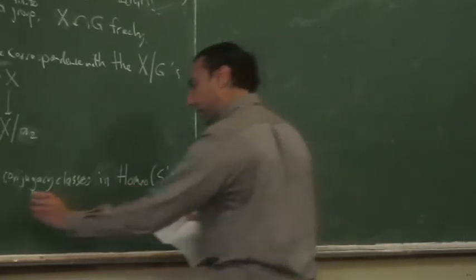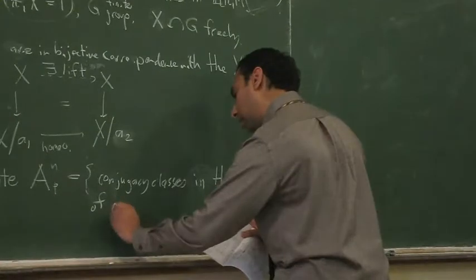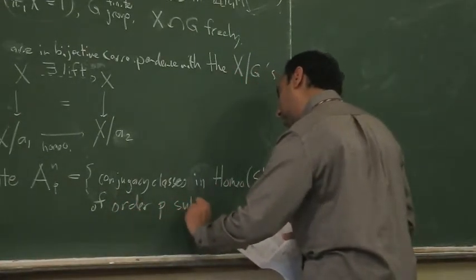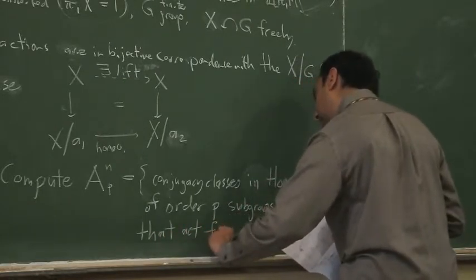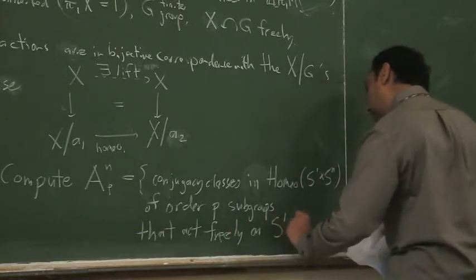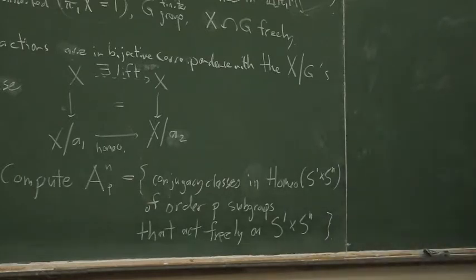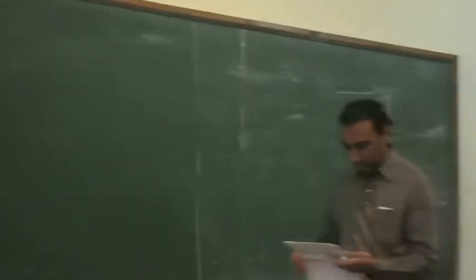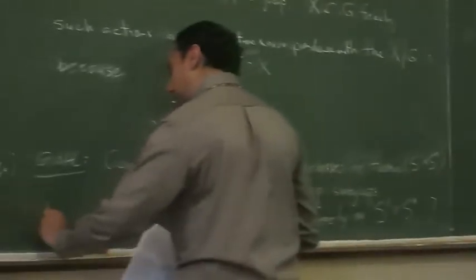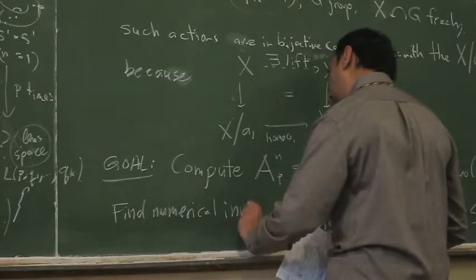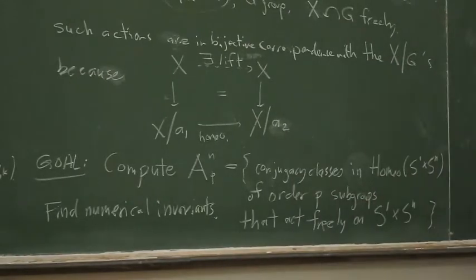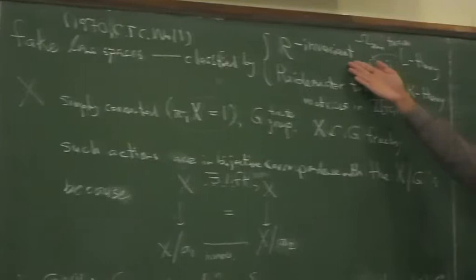Conjugacy classes in this of order P subgroups. So this is the more precise question: to compute this set. Is the equivalence relation conjugacy in Homeo? And to find some invariants, what does it mean to say if they're equal? Find numerical invariants, just like here, we have some numerical invariants, these two.